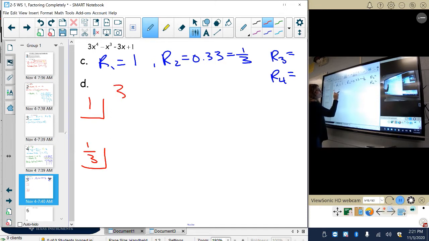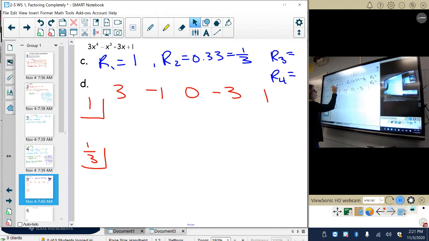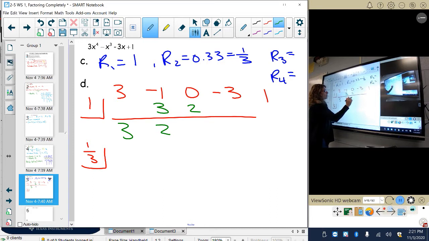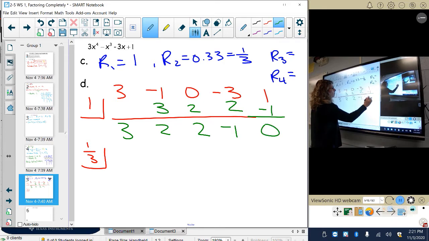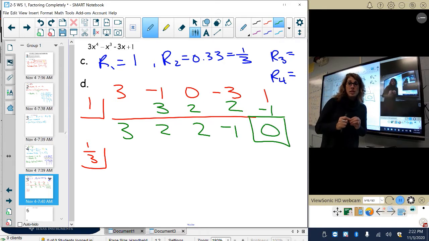So I'm going to have 3, negative 1, 0, negative 3, and 1. I'm going to count these. So that's going to be x to the 4th, x to the 3rd, x squared, x to the 1st, x to the 0. So now I'm going to do my lovely synthetic division. Drop down the 3. 3 times 1 is 3, plus negative 1 is going to be 2. That gives me a 2. 2 times 1 is 2. That gives me a negative 1 to give me a 0. 0 is what I needed because I could tell that it was a 0 across there.